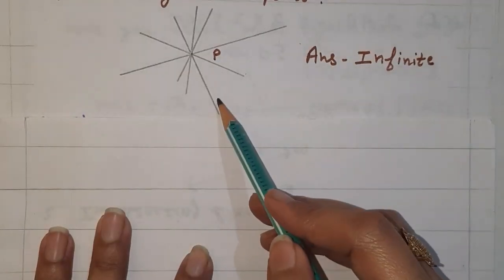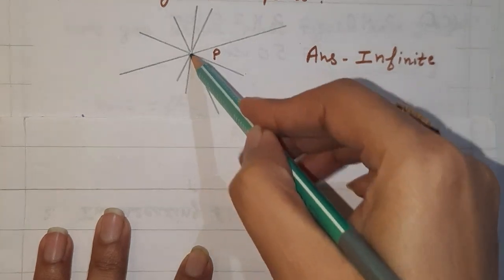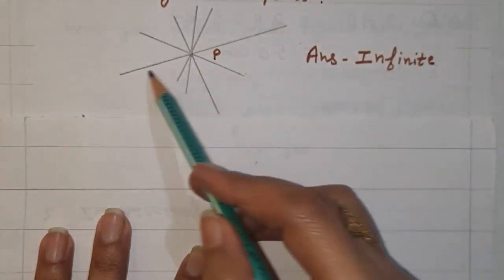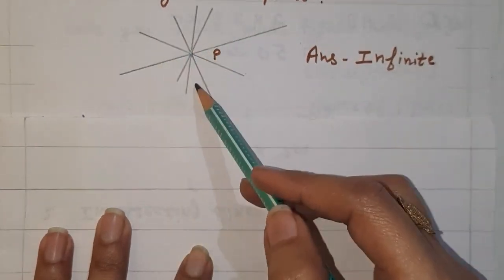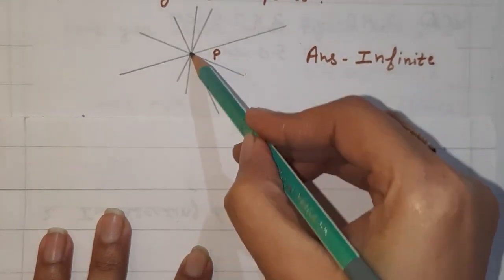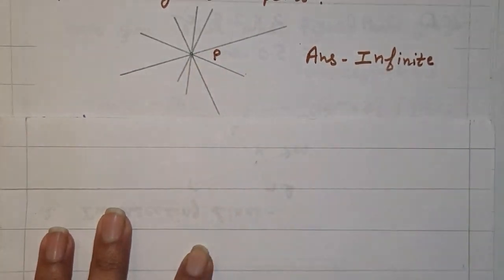And this is a very important thing which you should know. From a point, an infinite number of lines can be drawn. इस point से पास होते हुए आप infinite lines draw कर सकते हैं.